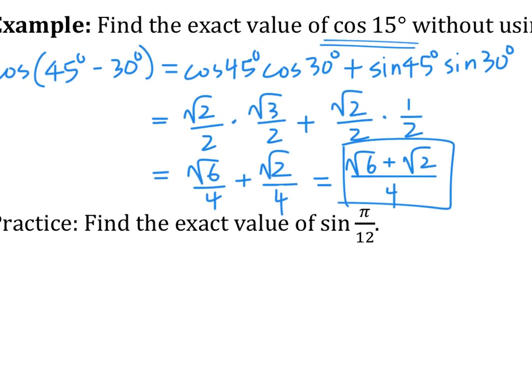Sine pi over 12. You're probably like, what is pi over 12? There are two things you can do. Either figure out which two radian angles will get you pi over 12, or change pi over 12 into degrees and then think in degrees, because you're probably faster in degrees than radians.